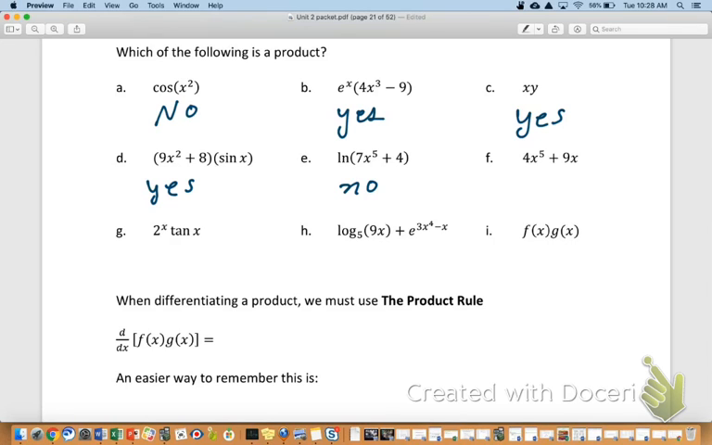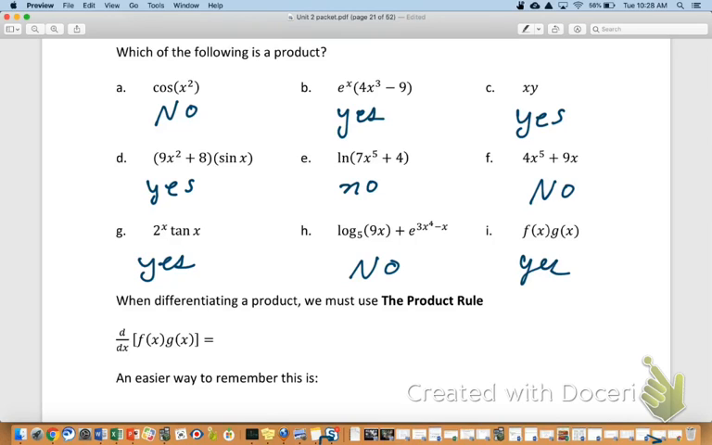How about letter F? No. F is no. You're correct. F is no. It's a sum, right? It's something plus something. How about G? Product, yes or no? Yes. G is yes. Yes, it is a product. How about H? No. H is not. H is a sum. And how about letter I? Yes.